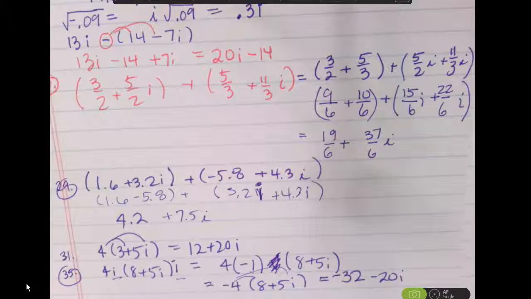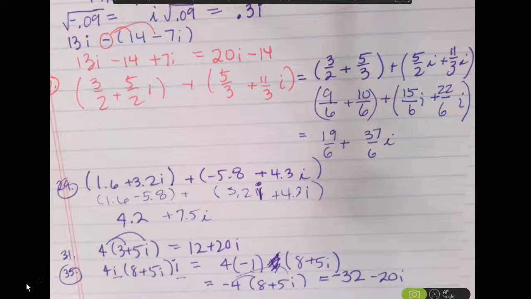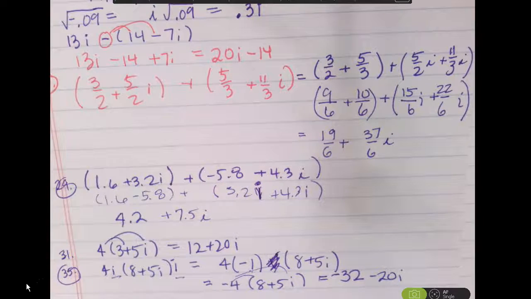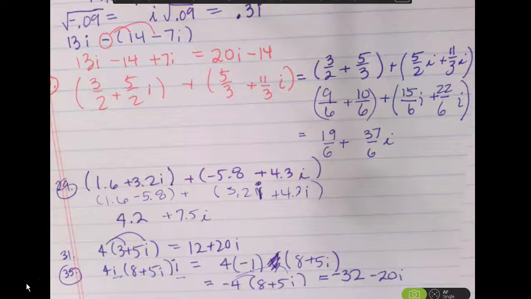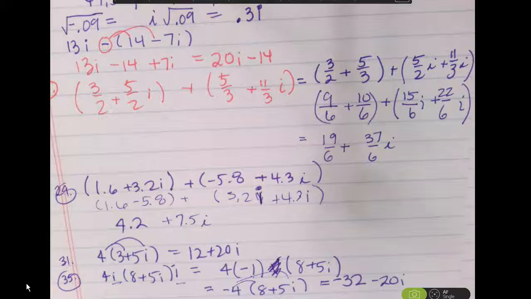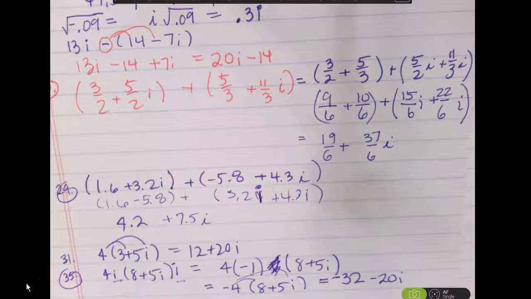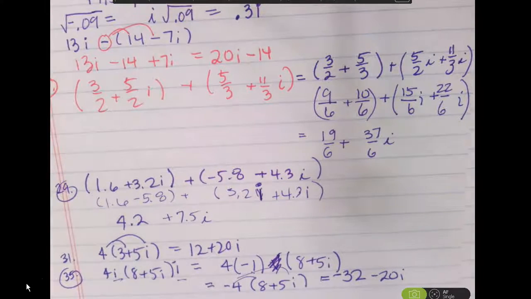Number 43, let's write the complex conjugate, which is 4 minus 3i. And multiply the number times its complex conjugate. Okay, I'm not sure what that means, but I guess we'll find out.